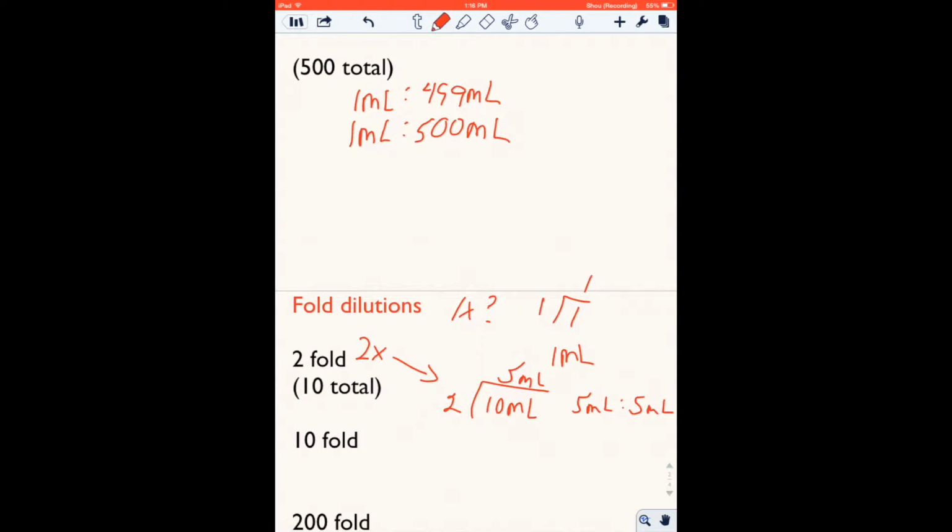And then, we already touched on a 10-fold, a 10x dilution. So if we had 10 mils total, and we were using a 10-fold dilution, we would get 1 mil, which means 1 mil of our concentrated and 9 mils of our diluent.